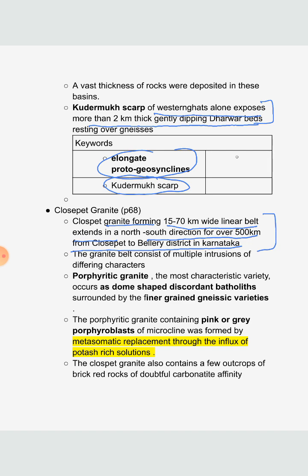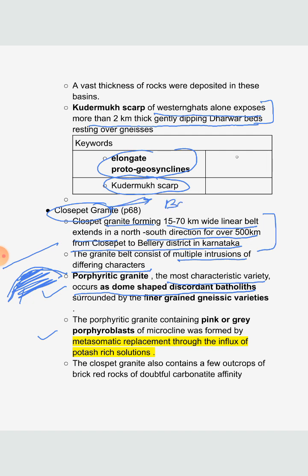The granite belt consists of multiple intrusions of differing characteristics, such as porphyritic granite and porphyroblasts. The most characteristic variety occurs as a dome-shaped discordant batholith. A batholith means the magma which is deep down, in a large area, and this is dome shape. So these are the porphyritic granite, and these are also the Closepet granite. Closepet granites are not sedimentary rock; they are volcanic intrusions, and the newest in the peninsular basement. So these are part of the basement.